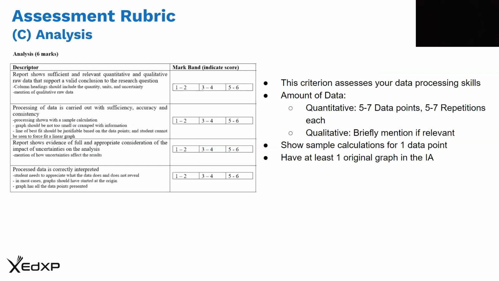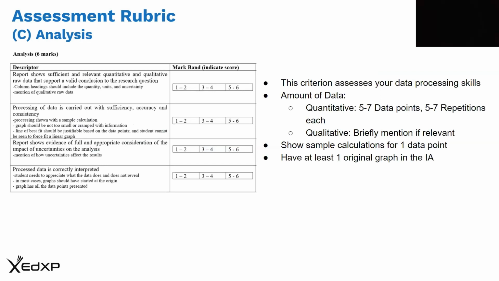Analysis. This criterion assesses your data processing skills. I get asked a lot, how much data should I include in my IA? As a general rule of thumb, for quantitative data, you should aim to have 5 to 7 data points, and each data point should have 5 to 7 repetitions each.